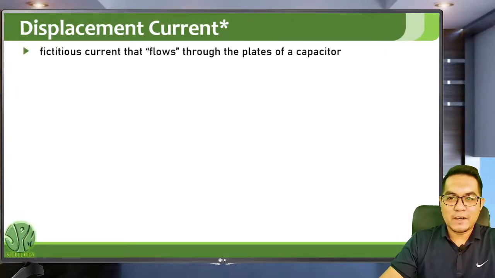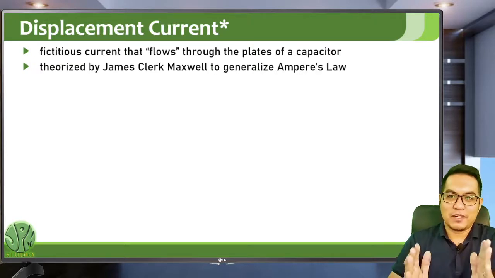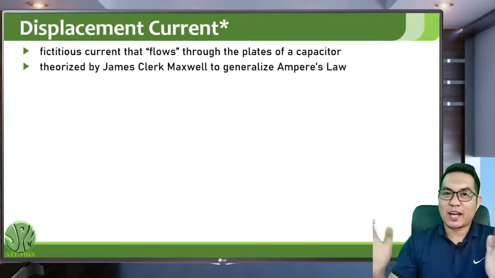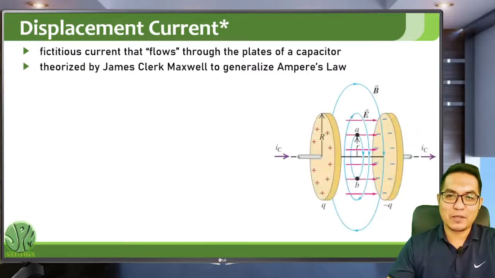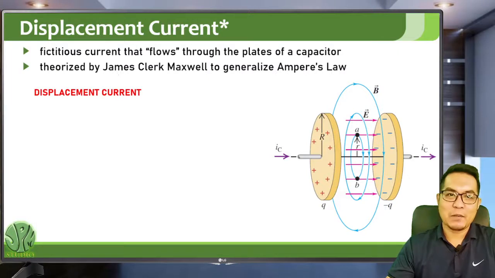So another optional topic is about the displacement current. This is the fictitious current that flows to the plates of a capacitor. Take note, between the plates of a capacitor is actually an insulator, a dielectric. So how does current flow to a capacitor? Actually, current doesn't flow between the plates of a capacitor. That's why there's the word fictitious. But theoretically it fixes Ampere's law.